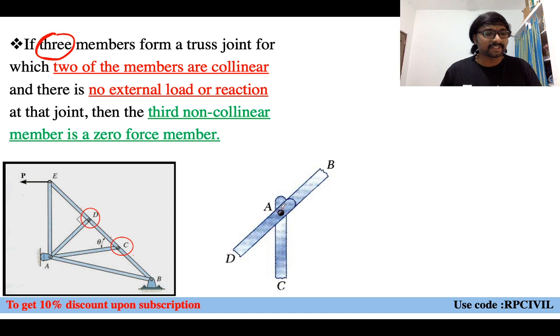If you consider the joint A, AD member and AB member, AC member, three members are meeting. Among them, AD member and AB member are collinear. AC member is non-collinear, not in line with these two members. And there is no external loading and no support reaction. There is no external loading, no support reaction. Then what will happen? Third non-collinear member is a 0 force member. Right? Third non-collinear member is a 0 force member.